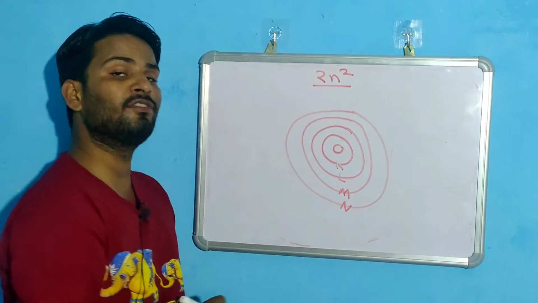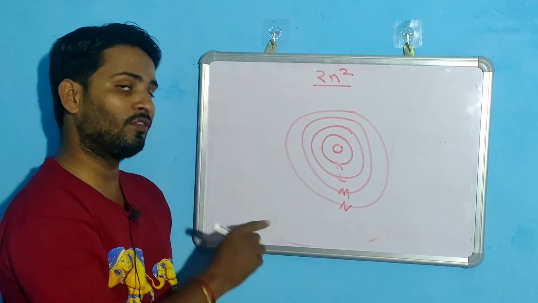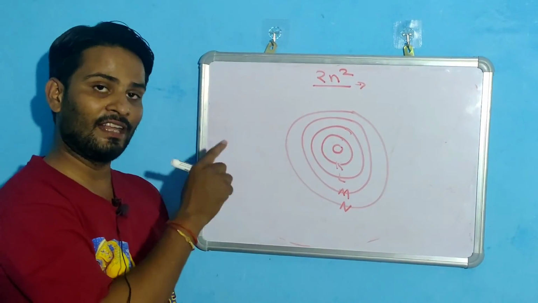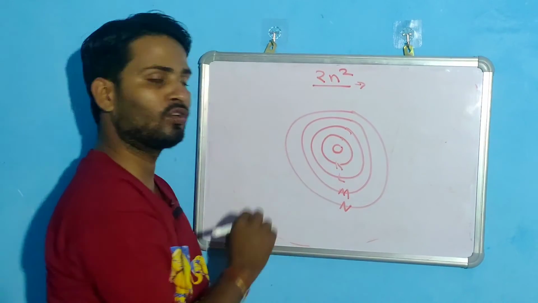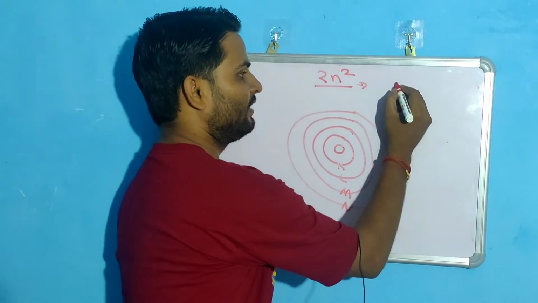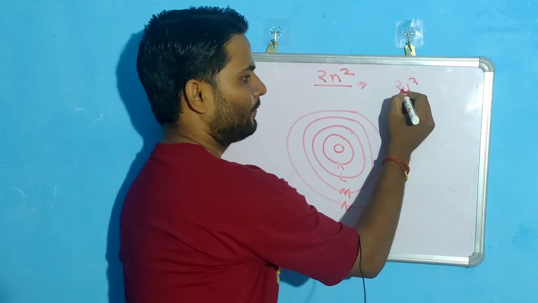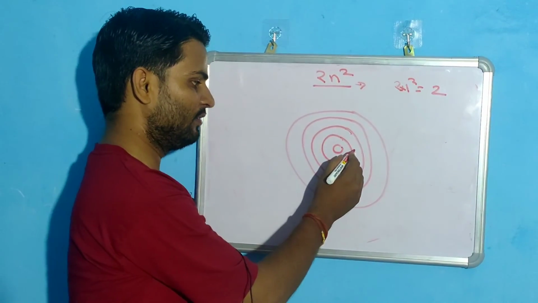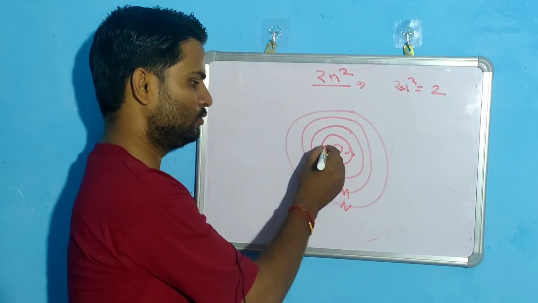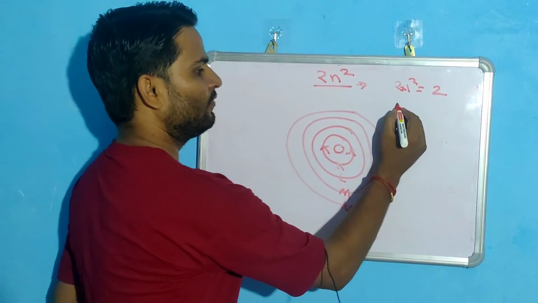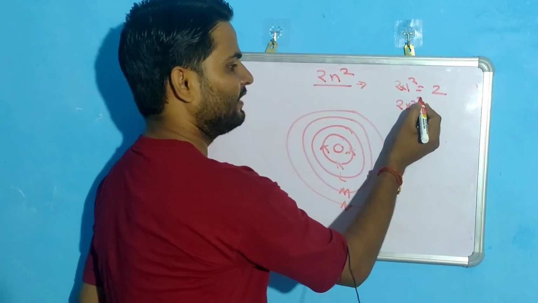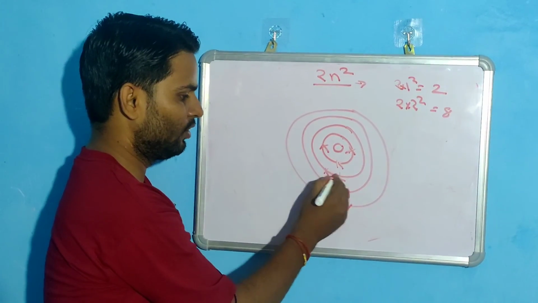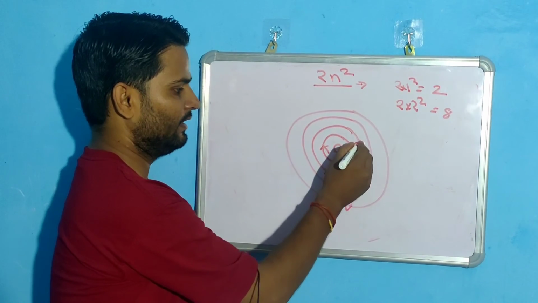The number of electrons which will revolve in the K shell, or first shell, comes from this formula. In place of n, we write the number of that energy level. For the first energy level, in place of n we write 1, so 2 times 1 squared comes to 2. So the number of electrons in the first energy level is 2. The number of electrons in the second energy level is 8.